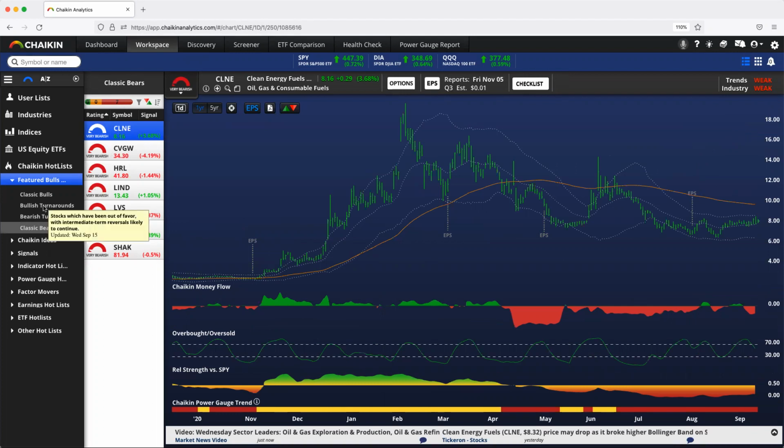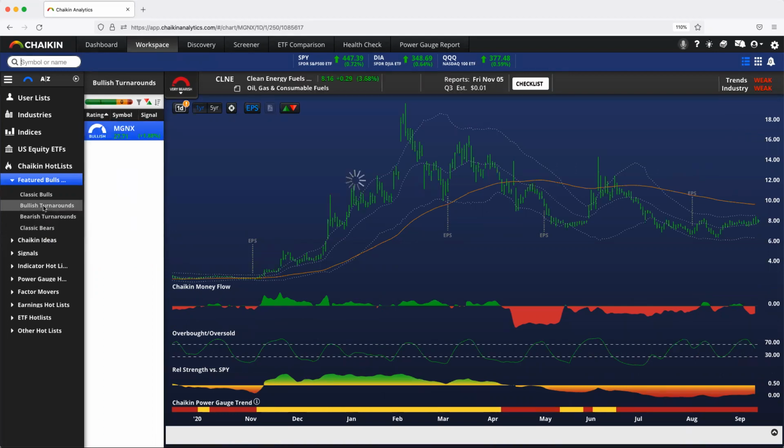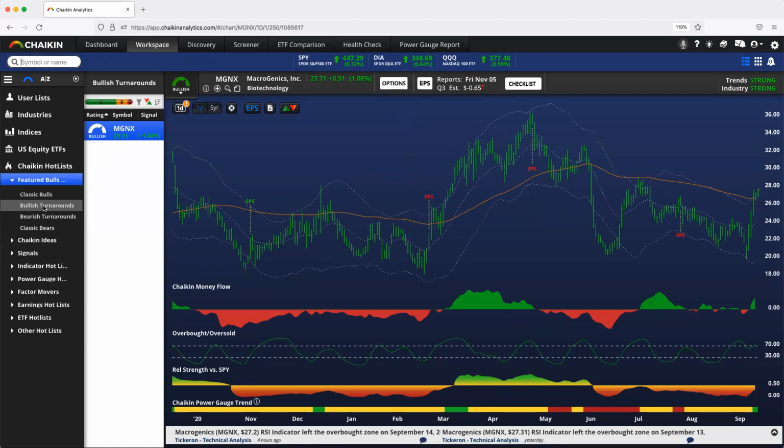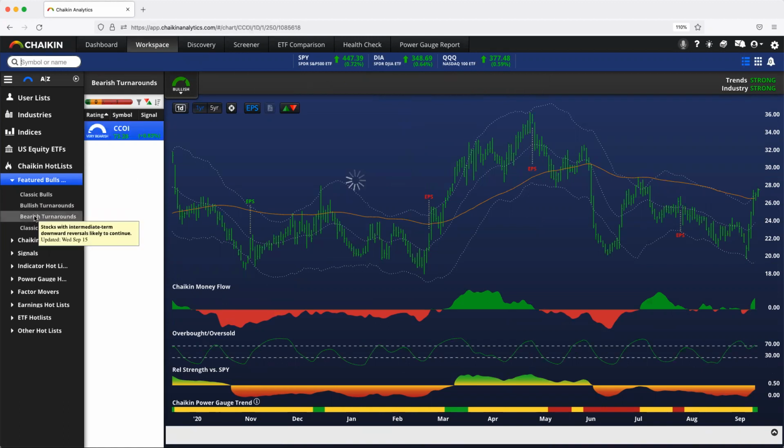Bullish turnarounds. Not many bullish turnarounds, only 1 right now. Looks to be a fairly small company as well. What is a bullish turnaround here? It's a stock which has been out of favor with intermediate term reversals likely to continue. This is a list that might help us find some personality changes. Not really seeing a whole lot of bullish personality changes right now.